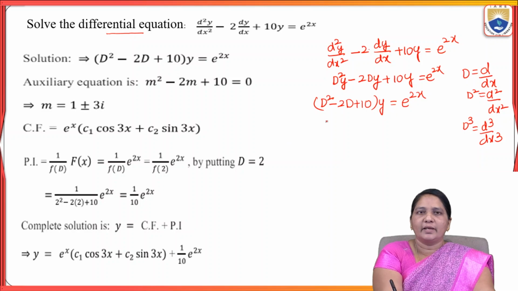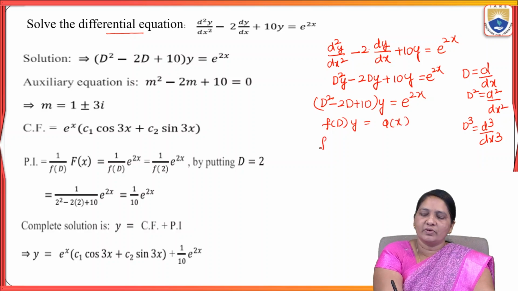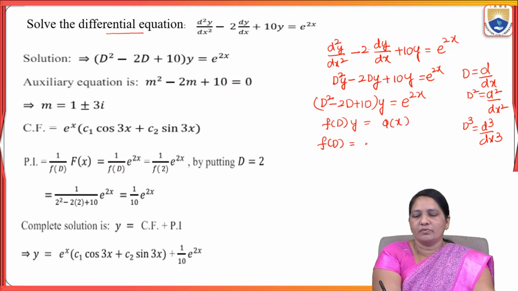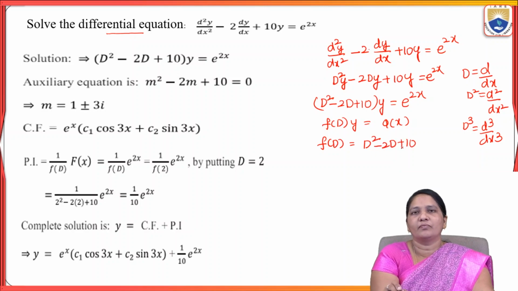So now I can write the f of D. What is the f of D? f of D into y equal to Q of x here. What is the f of D value? f of D is equal to D square minus 2D plus 10. This is the f of D.